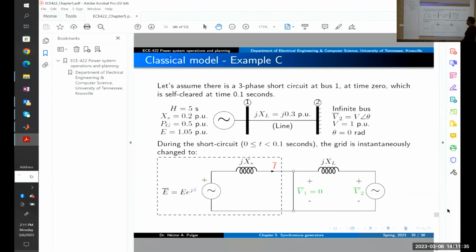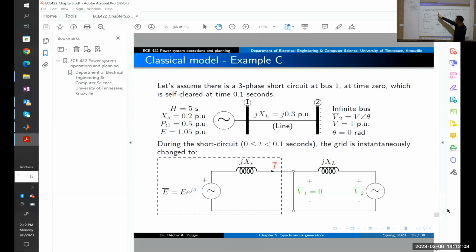And example C. Now we're going to have something more realistic, and we're going to program this and see what we obtain. We're not going to play with the initial condition and put any number that we want, but we're going to deal with a short circuit. In this case, we're going to have a short circuit at bus 1. So this bus is going to be with a short circuit between phase A, B, and C, a balanced short circuit. During the short circuit, this is the circuit that we obtain.